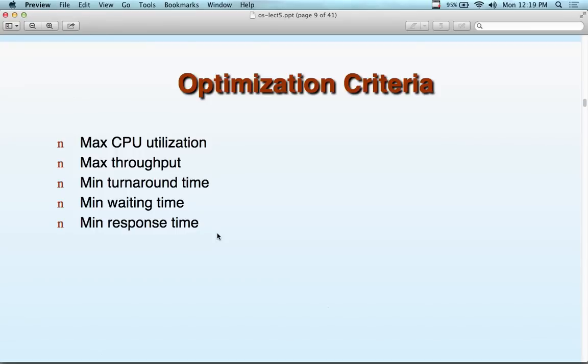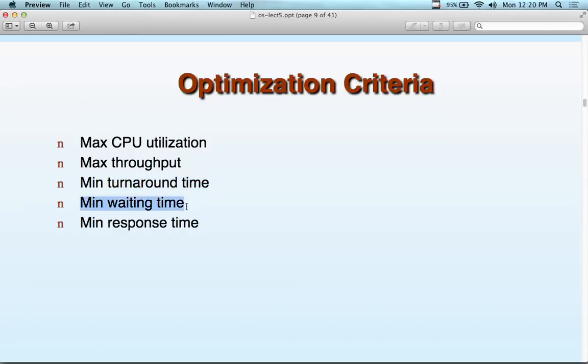So, optimization criteria. As I mentioned before, we want to maximize the CPU utilization. We want to use it as much as possible. We want to maximize the throughput: get as many jobs through the system as possible in the shortest amount of time. Minimize the turnaround time. How long did it take for this process to run versus that process to run versus that one? Turnaround time is the total time. So it's the time it took to process, the time it took to wait to get processed, the response time, and all the other stuff where it was not running, all calculated together. That's the turnaround time. We want to minimize that turnaround time.